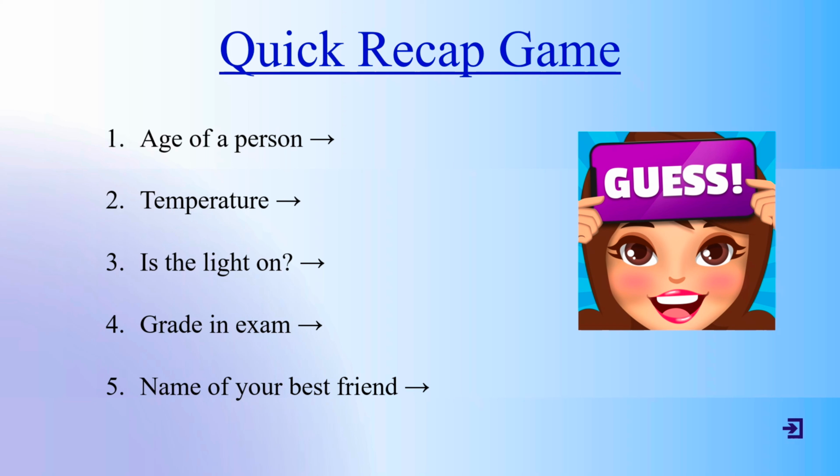Okay, age of a person is an integer data type. Temperature is double, or you can also keep it float. Grade in an exam is nothing but a character. Is light on? Boolean. Name of your best friend, a string.